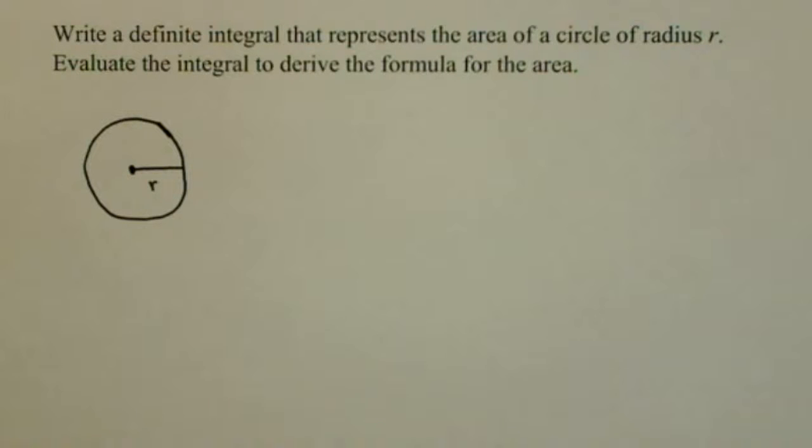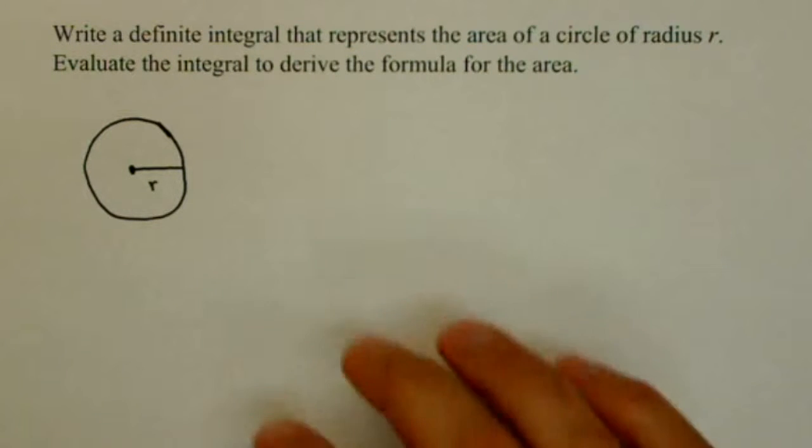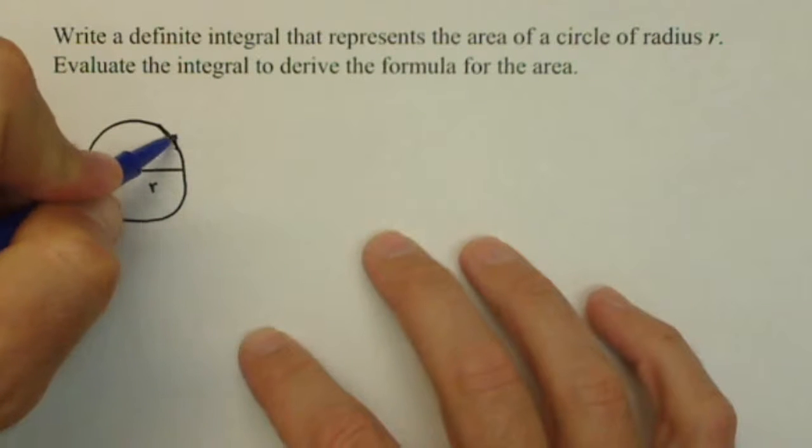So we're asked to find an integral that represents the area of a circle of radius r and then evaluate that to get the area. So we're going to do this via slicing. So the first thing we want to do is create a slice.